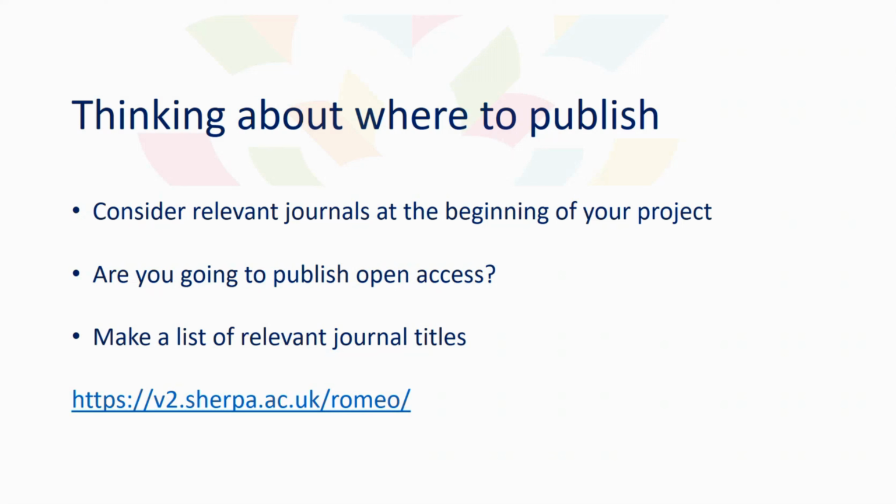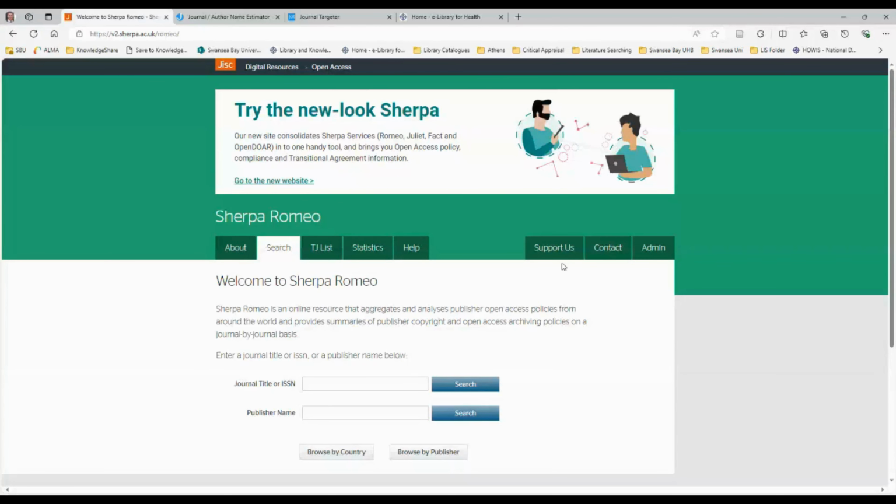But as I said, Sherpa Romeo is a really good place to start looking at open access journals. So bear with me while I change screens and I'll give you a quick demo of the Sherpa Romeo database. So this is the Sherpa Romeo database. Somebody I was working with recently published their work in a journal entitled Injury. So I'll just use that as my example.